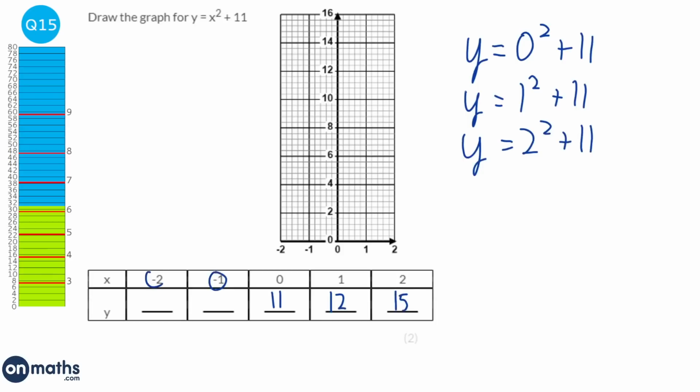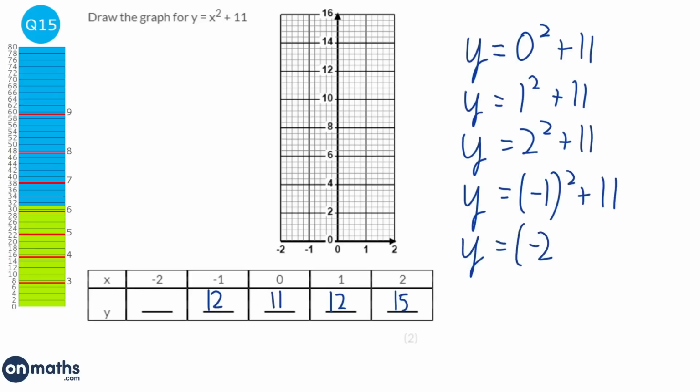Now the minuses are a little bit more difficult, but not that much more difficult, because when you square a negative, you actually get a positive. So minus 1 squared is just 1. 1 plus 11 is 12. And then minus 2 squared plus 11. Minus 2 squared is 4. 4 plus 11 is just 15. Now you can see here we get a nice little symmetry.